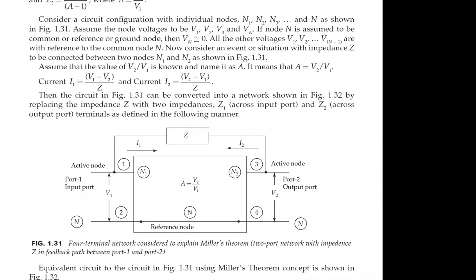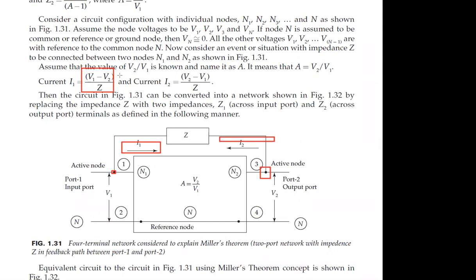If you observe the current equation for this circuit, what is the current I1? I1 is flowing through this Z, and I2 is in the opposite direction, coming from the feedback. Now I1 is nothing but the difference V1 minus V2 divided by Z. Here, this is the V1 node and this is the V2 node. I can write the relation for the current flowing through the impedance Z.